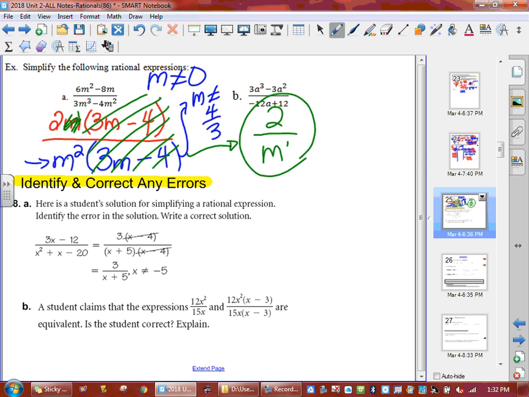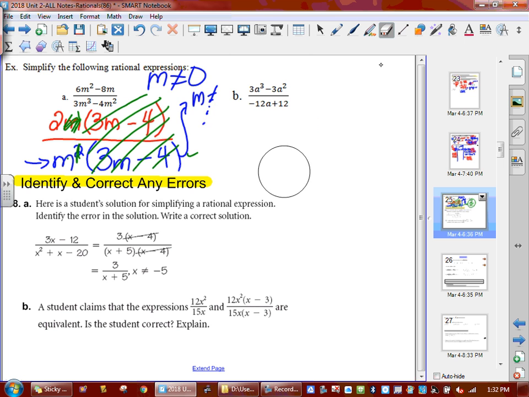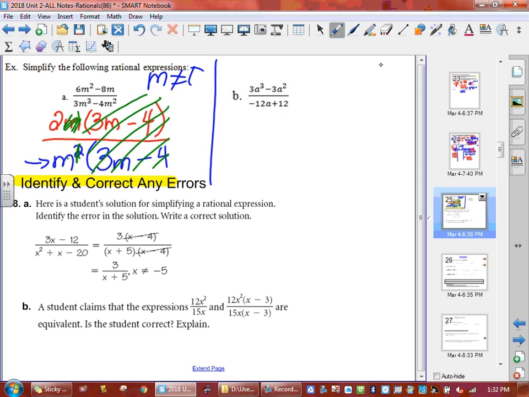Can I erase my green here? Yep. Okay, now we're doing blue for B. What can I divide out of the first one? 3a squared. You always take out the least amount of variables if they're present in all. So 3a squared divided by 3a cubed is going to give you an a left over.